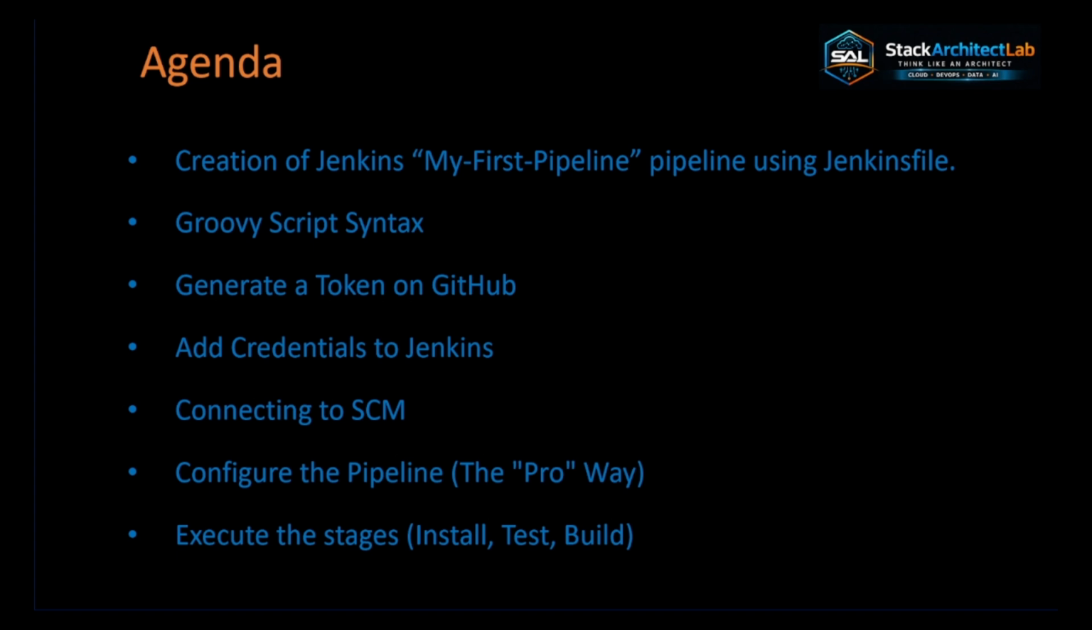Second, we talk about the Groovy script syntax which we're going to use for these Jenkinsfiles. Then we will talk about how we can generate a token on GitHub, how we can add a credential to Jenkins, how we can connect our Jenkins to SCM, and then how we can configure this pipeline in the pro way. And then finally we will see how we can execute the stages like install, test, and build. Okay, so now let's first move to our Jenkins screen here.